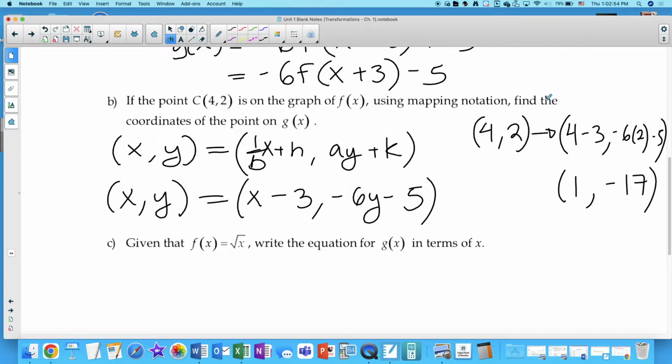Okay, so g of x is negative 6 times the function. So I'm going to put a big negative 6 on the outside. And then I have to multiply it by the function. The function is y equals the square root of x. So I'm going to put a big square root symbol, but remember to replace all of your x's with brackets. And then after that, we subtract 5.